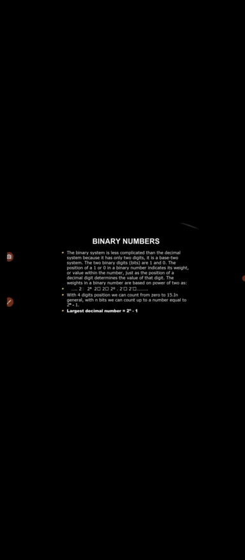The position of a 1 or a 0 in a binary number indicates its weight or value within the number, just as the position of a decimal digit determines the value of that digit. The weights in binary numbers are based on powers of 2: 2 power 0, 2 power 1, 2 power 2, and so on. After the binary point, the powers decrease from left to right: 2 power minus 1, 2 power minus 2, and so on. With 4 digit positions, we can count from 0 to 15. In general, with n bits, we can count up to 2 power n minus 1, so the largest decimal number is 2 power n minus 1.